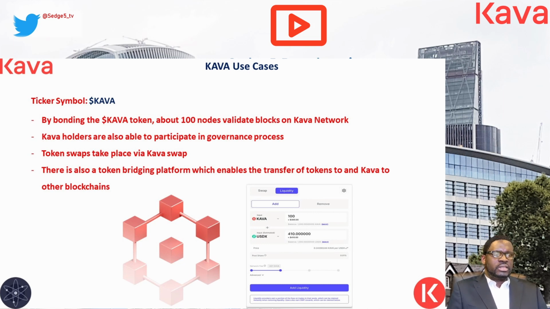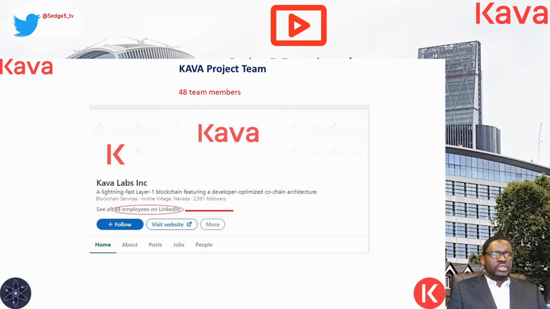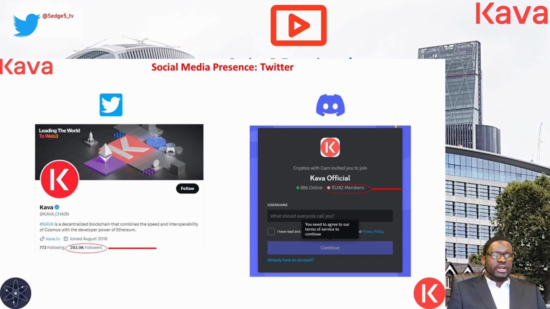The Kava project team is led by Kava Labs. Kava Labs is the primary contributing team to the development of the Kava network. According to LinkedIn, there are approximately 48 Kava Labs team members, but the actual number could be higher. Now, social media presence: via Twitter, Kava network has over 283,900 Twitter followers, and on Discord, just over 10,100 Discord members.